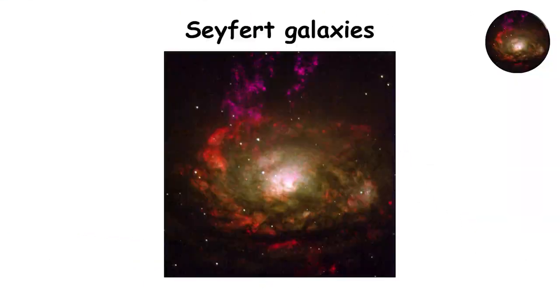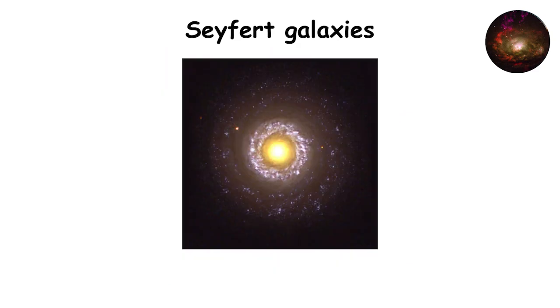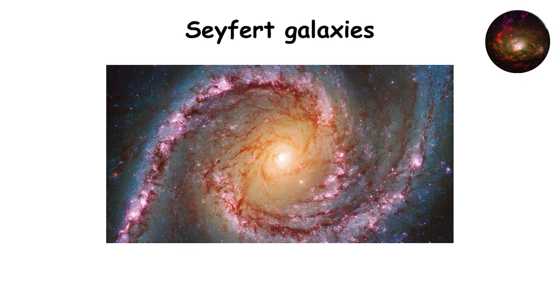Seyfert galaxies. Seyfert galaxies are a special type of active galaxy with some unique features. At their heart, they have an extremely bright core that can outshine the rest of the galaxy, powered by a supermassive black hole feeding on surrounding gas. This process creates strong radiation across different wavelengths from X-rays to infrared light. There are two main kinds: Type 1 Seyferts, where we can see fast-moving gas near the black hole, and Type 2 Seyferts, where dust blocks our view of the fastest-moving material.